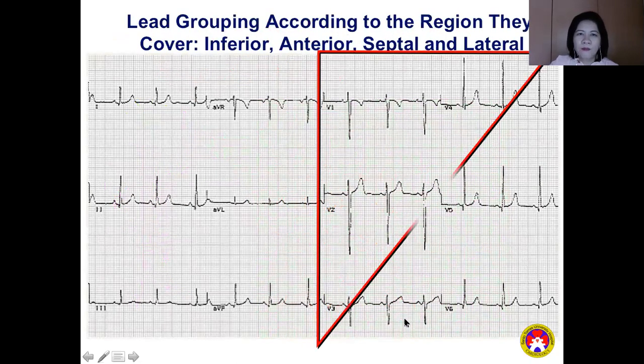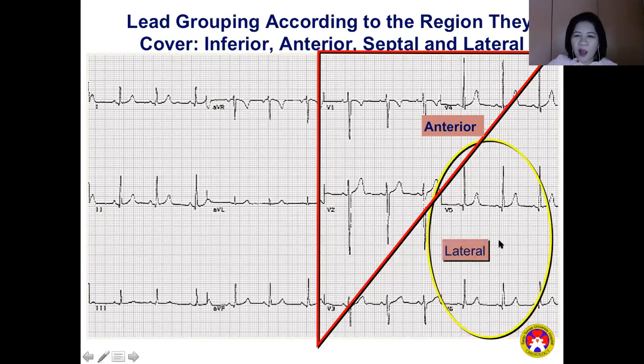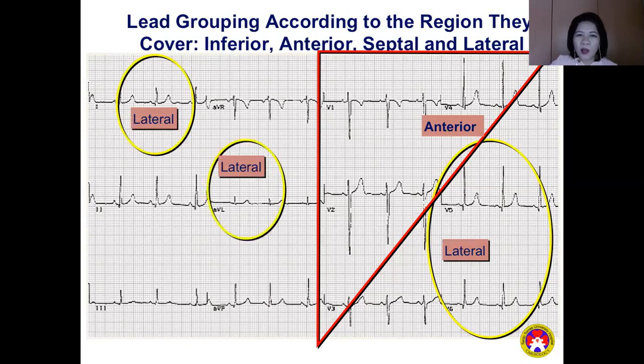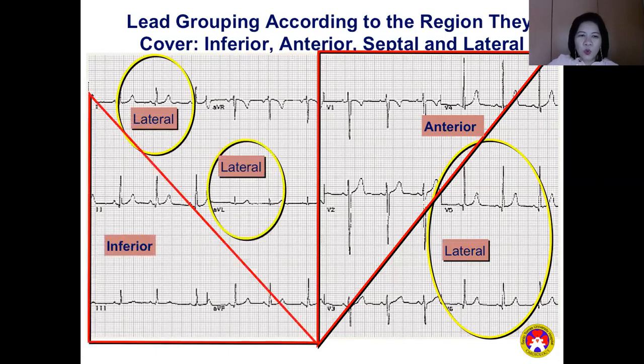So V1, if you see abnormalities in V1, look at V2. So that is septum. V3, look at V4 for the anterior wall. So if you see abnormalities here, this is anterior wall. Now, V5 and V6 are for the lateral wall, as well as 1 and AVL. And 2, 3, and AVF are for the inferior wall.